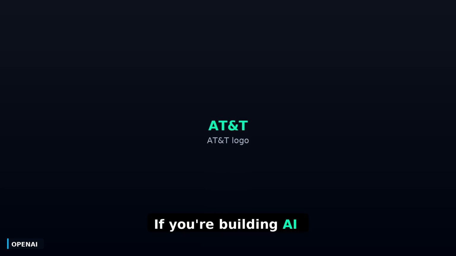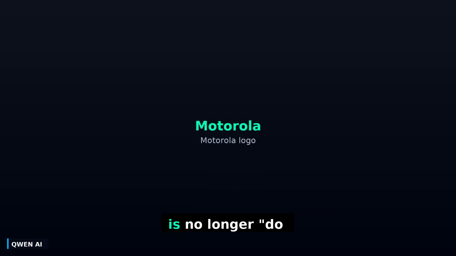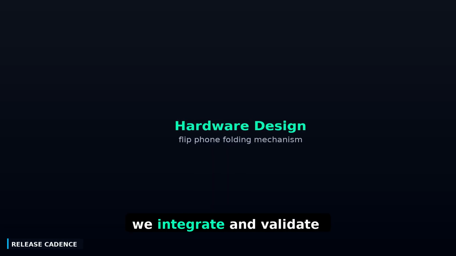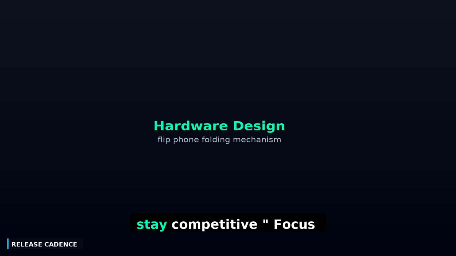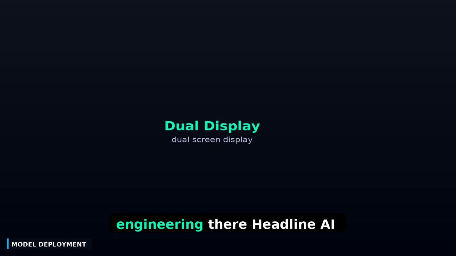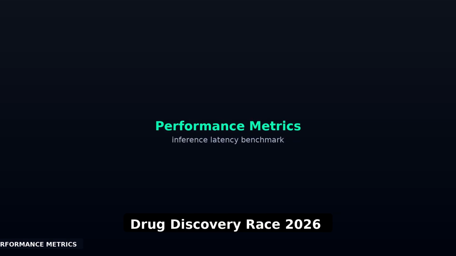If you're building AI products, your real constraint is no longer, do we have a good model? It's, can we integrate and validate updates fast enough to stay competitive? Focus engineering there. Headline: AI drug discovery race.